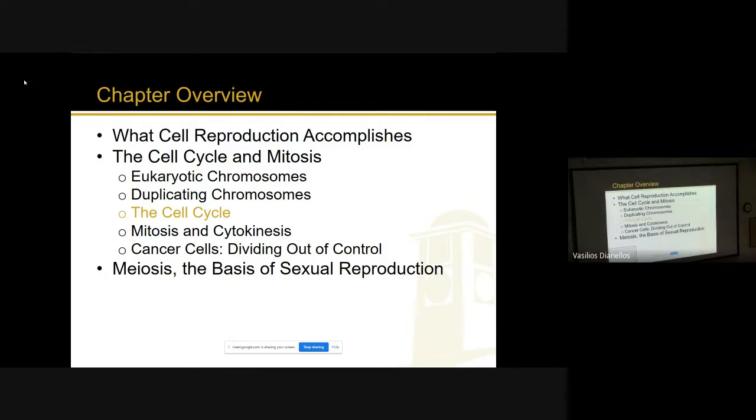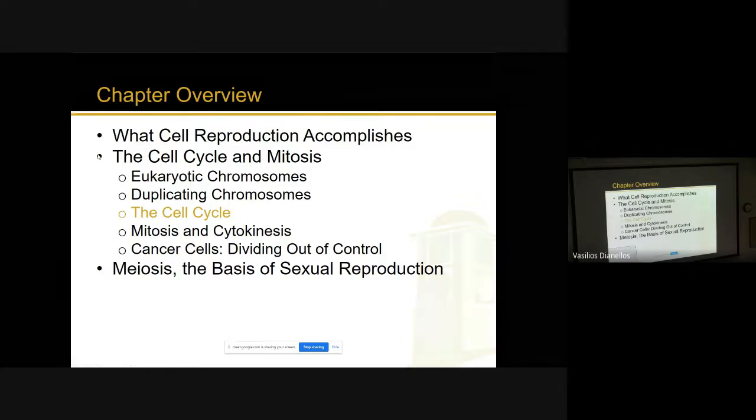Then we started talking about the cell cycle of mitosis. At least that's the big bullet point. We haven't even gotten into the cell cycle of mitosis yet.